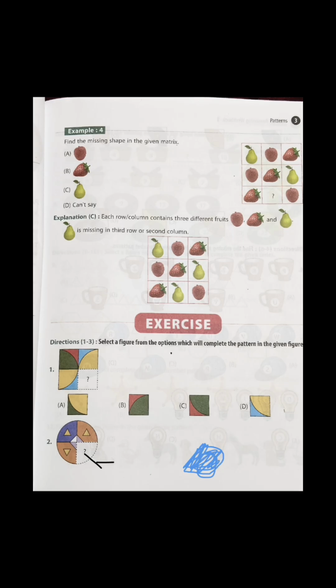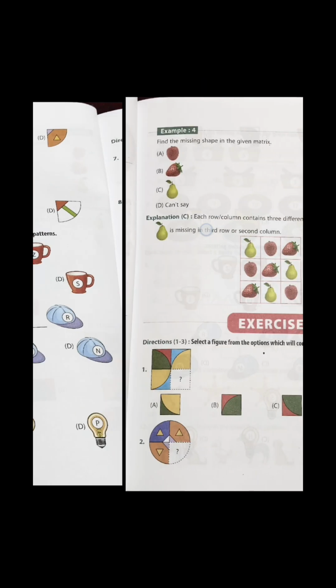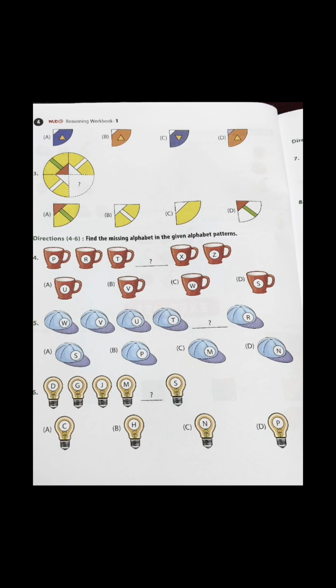Then we will take another color which is yellow, but yellow is not available, so we will take orange and make the triangle but on the opposite side, so it will be like this. So let's see which one is matching. Here you can see this one is the one which is matching with our drawing.